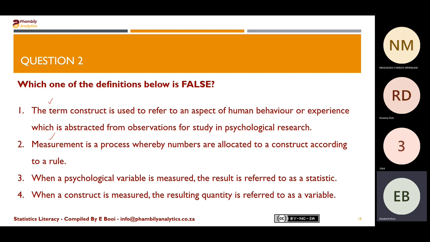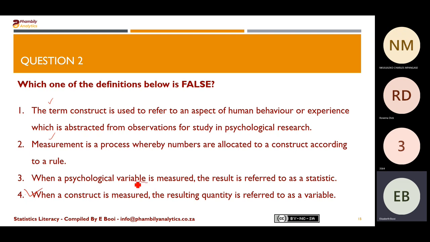We spoke about a population and a sample. Remember that. And we said measurements that come from a population are called parameters. Measurements that come from a sample are called statistics. When a construct is measured, the resulting quantity is called a variable. We also said when we measure the quantity, we create what we call a variable, right? Remember that. So number four is also correct.